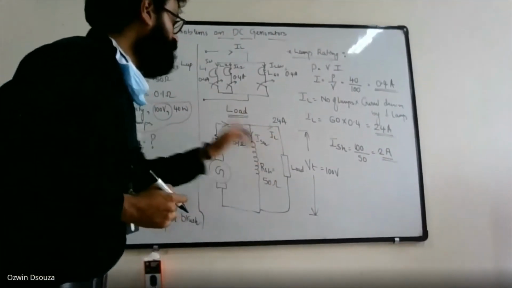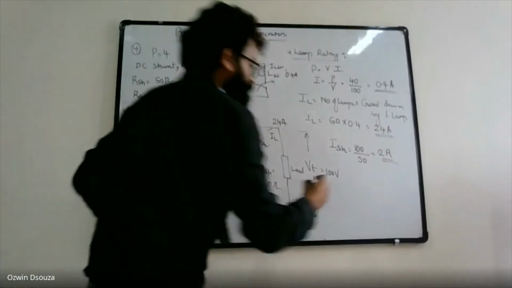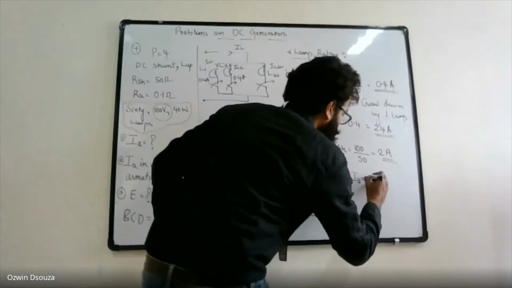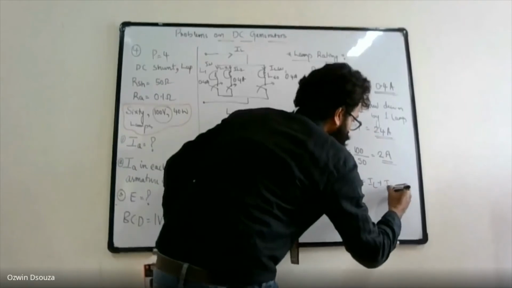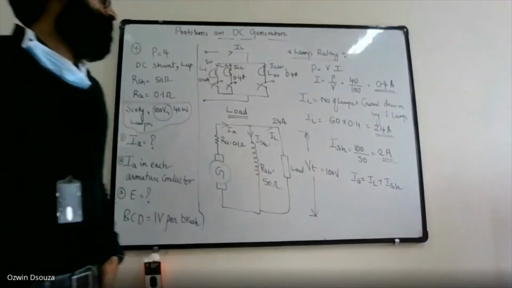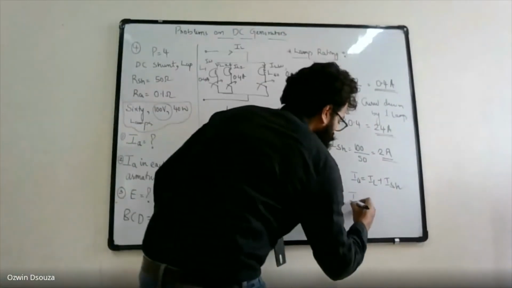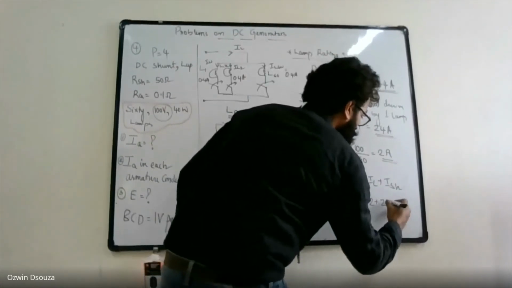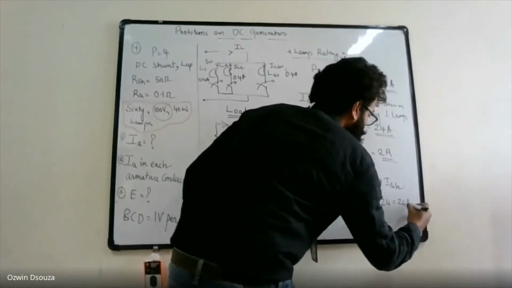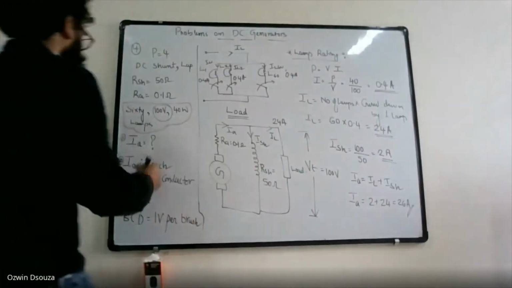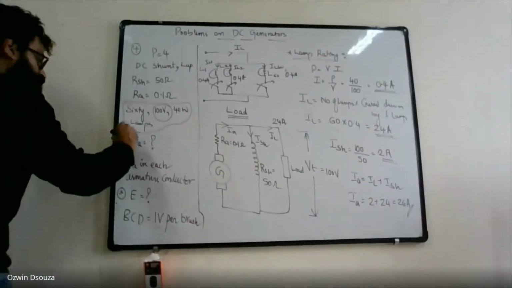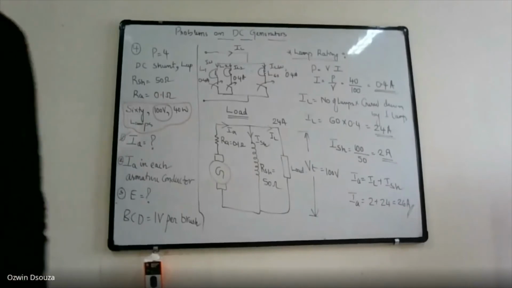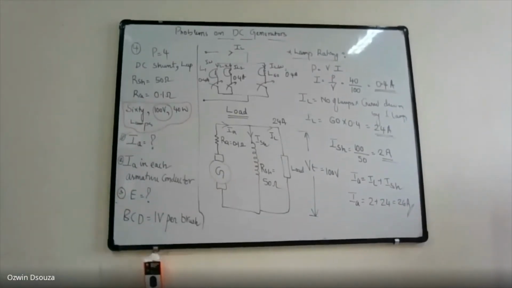You know IL, you know ISH. So you can find out IA, because armature current is always load current plus shunt field current. So armature current IA is 2 plus 24, which is 26. That is what you are supposed to find out. So the first part you have found: armature current is 26. Done?